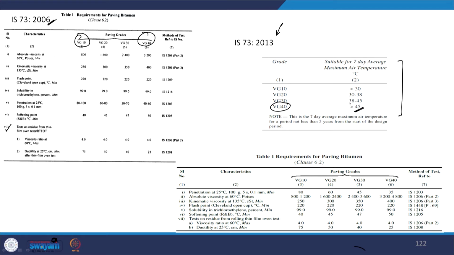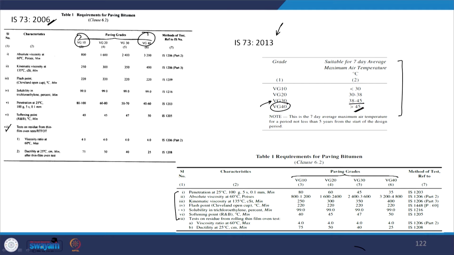If it is between 38 to 45, VG30 and so on, all right. So this is something which was new. And again, if you see, we have only 7 tests to be done as per the 2013 revision, but let us compare the 2006 and 2013 because they both are the viscosity grading system.